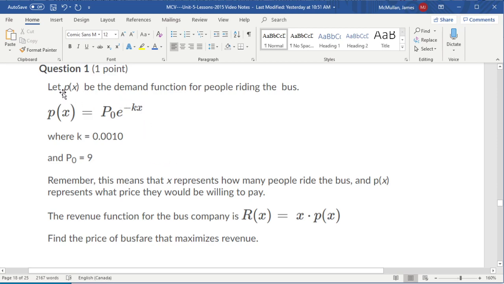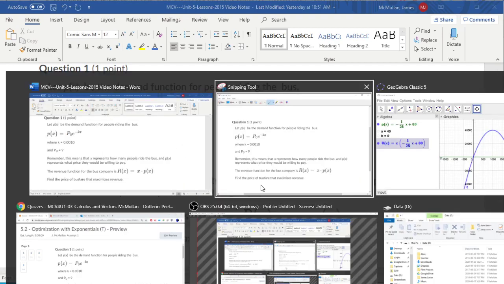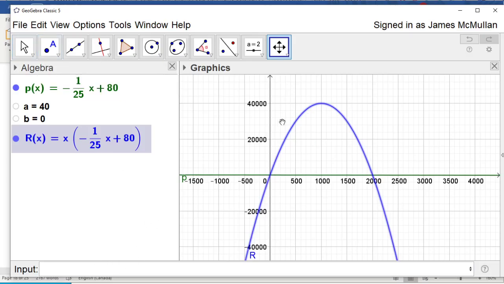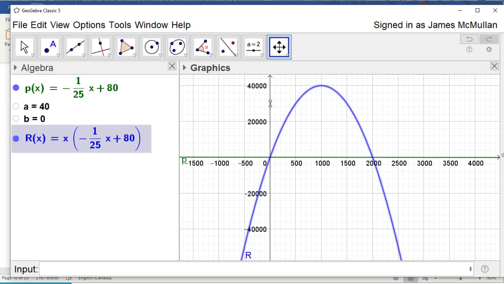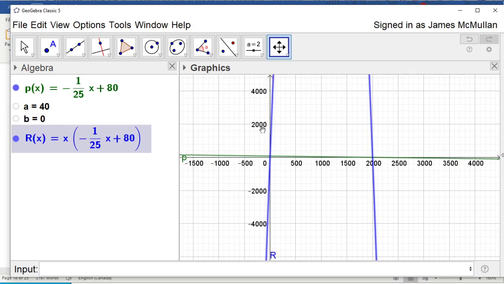So here, this question hypothesizes a new type of demand function, where the demand function is given to you. So P of x is equal to P0 times e to the power of negative kx. It tells you k and it tells you P0. So let's just type this into GeoGebra, and I want to show you how this is a bit different from the idea that we just talked about in the past.